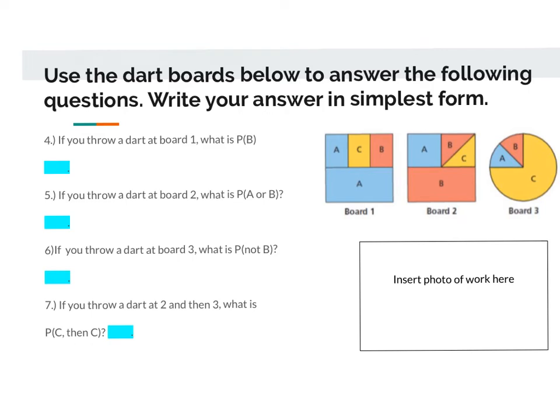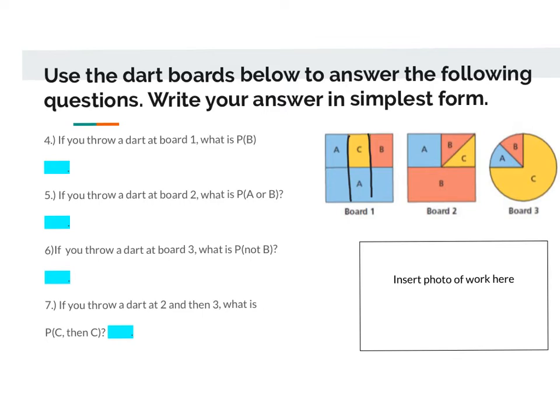Okay, so for this one, we are going to use the dartboards below to answer the following questions. Write your answer in simplest form. So what I'm going to do, I noticed that all of these dartboards are not evenly split. So that's the first thing that I'm going to do. If I look at board 1, remember, you're going to look at your smallest piece that you have, which would be the size of A, C, or B, and make all of them that size. So I need to cut up this bigger block A into 3 smaller pieces. So you can just extend that line down, as nicely as you can. Okay, so really board 1 has 6 sections total.